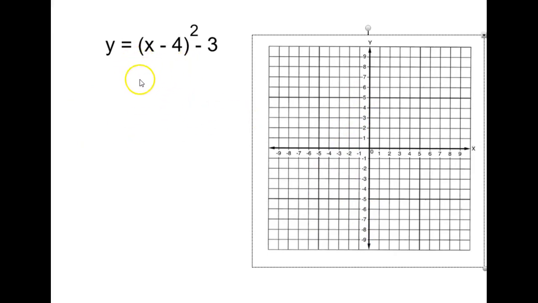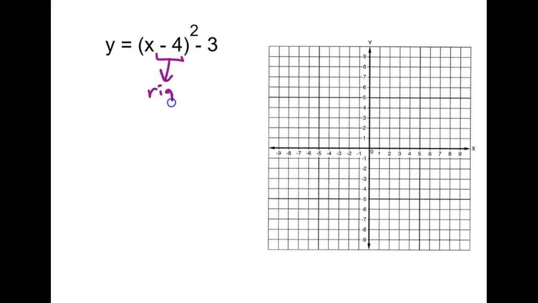Something similar here. So let's see here. This minus 4 is going to make it go right 4. Since it's in the parentheses, it's going to be kind of backwards of what you think. So it's going to go right 4. And outside the parentheses it says minus 3, so it's going to make it go down 3. And there's no flip going on here, so we're just going to go right 4. We're going to go down 3. There's our vertex. And then we're just going to follow our pattern.